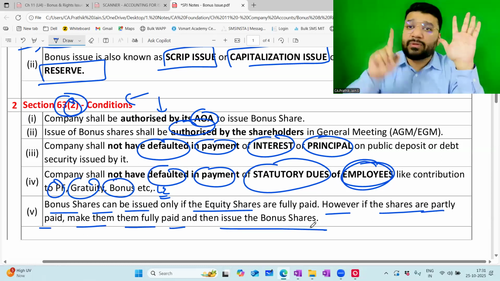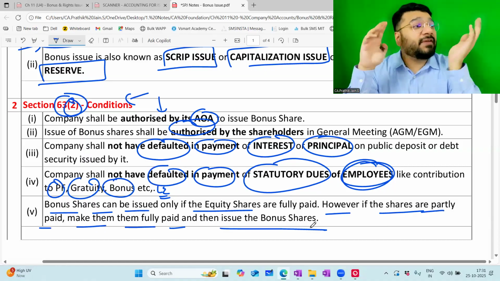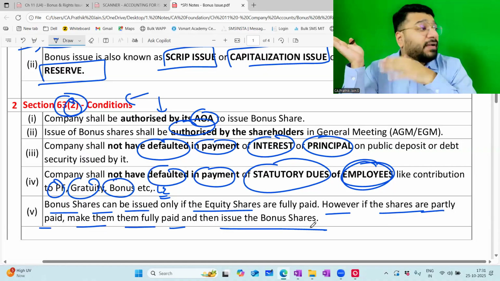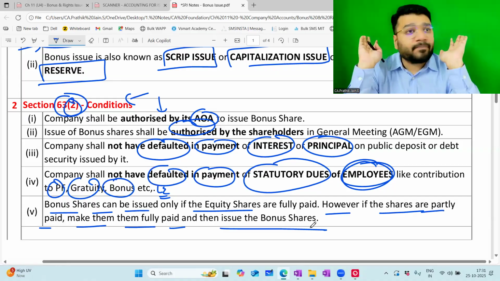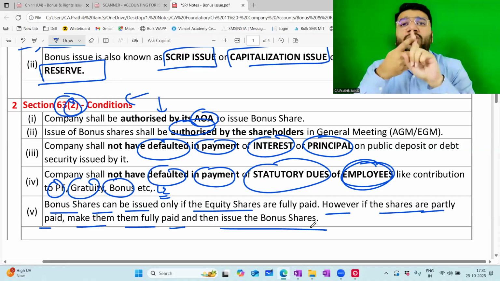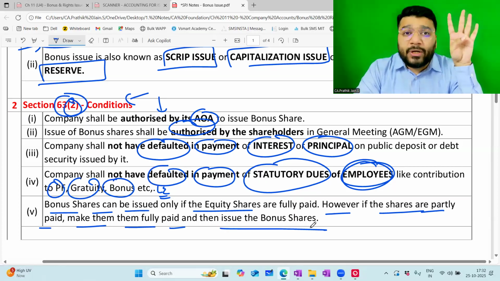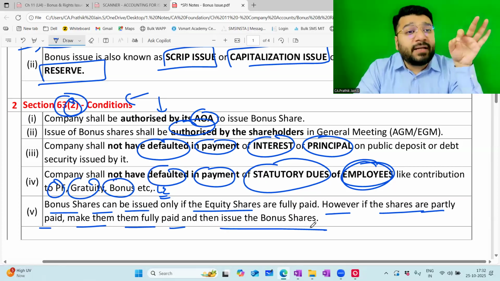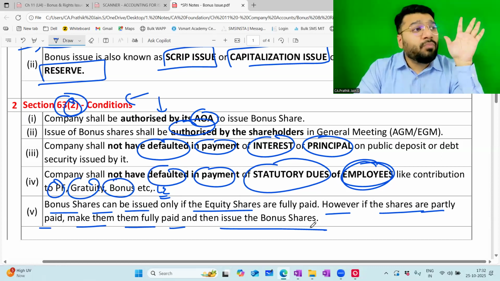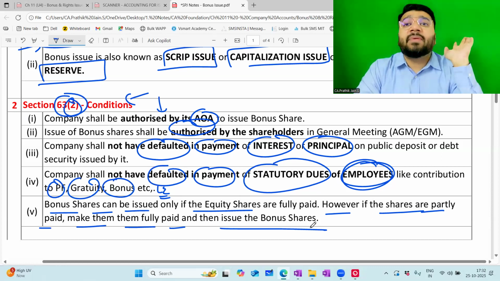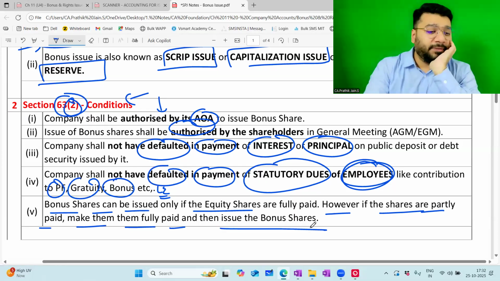So in total, five conditions. One more, a sixth condition, is there. What is the sixth condition? If there is any other condition which has to be satisfied, you satisfy that also. So in total, five conditions. What is the first condition? Authorized by the articles of association. Second, authorization by the shareholders in the general body meeting. Third, there should be no default in the payment of interest or principal or both on debt securities. Fourth, there should be no default in the payment of statutory dues pertaining to employees. Fifth, bonus shares should be issued to fully paid equity shares, not to partly paid. If partly paid shares are there, what am I supposed to do? Convert them into fully paid.